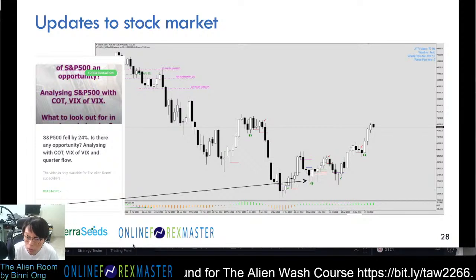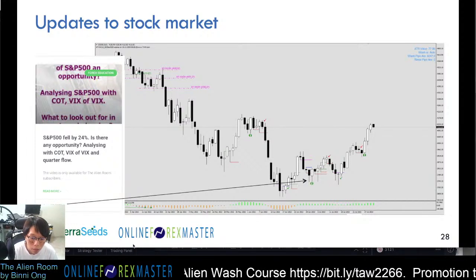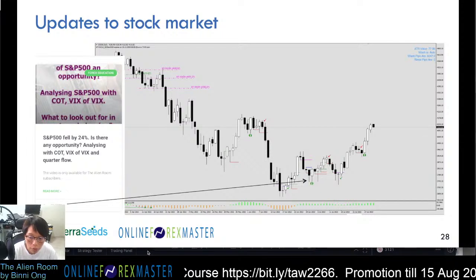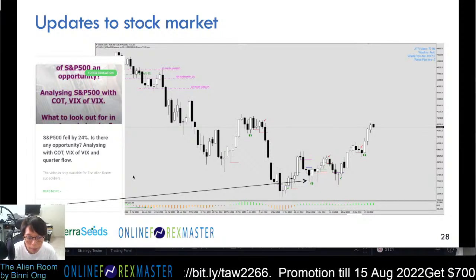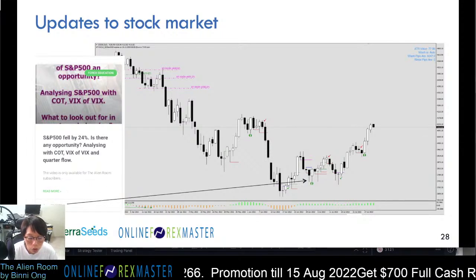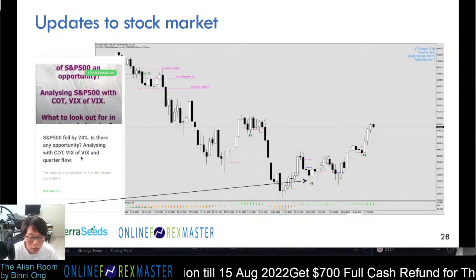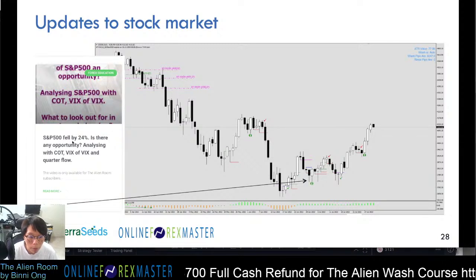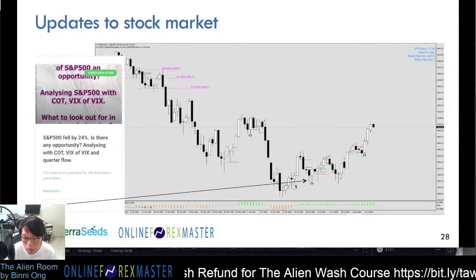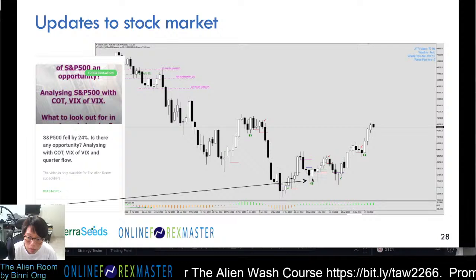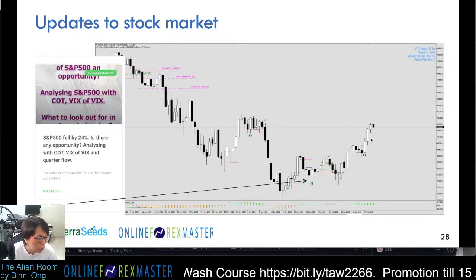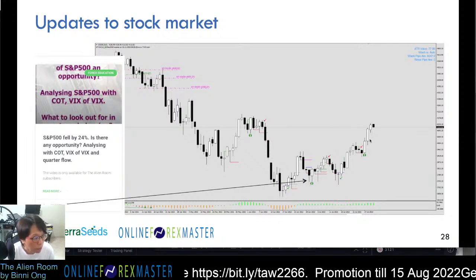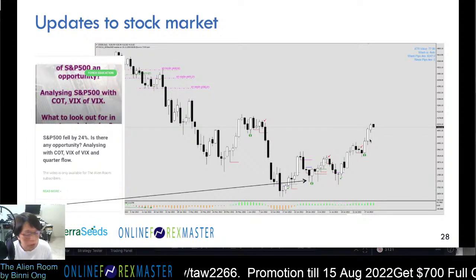Anyway, as I mentioned already, it is a super good deal. Just to show you proof: on June 27, I mentioned this, that the S&P fell by 24%. Is there any opportunity? Analyzing, it was actually around here, and after this it actually moved up.